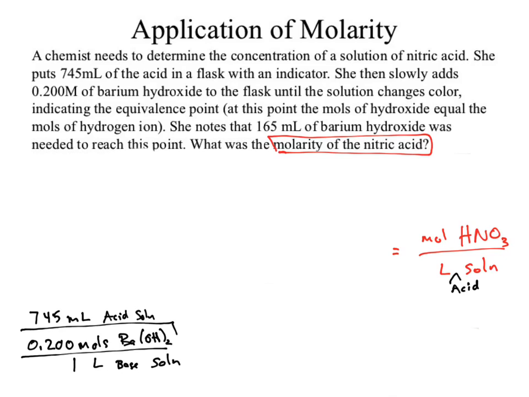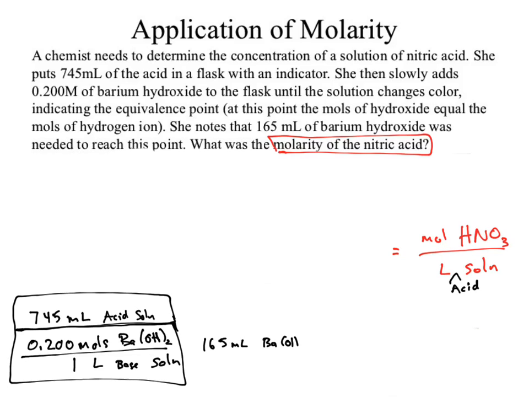What else am I given? It's dissolved, in molarity. And what's our last piece of given information? 165 milliliters of barium hydroxide. Really, that's our barium hydroxide solution, which is really our base solution. So now it's a question of how we can incorporate this information back up into this system.